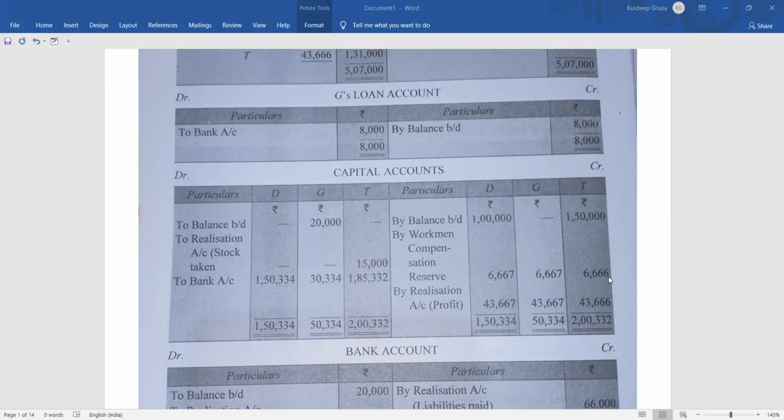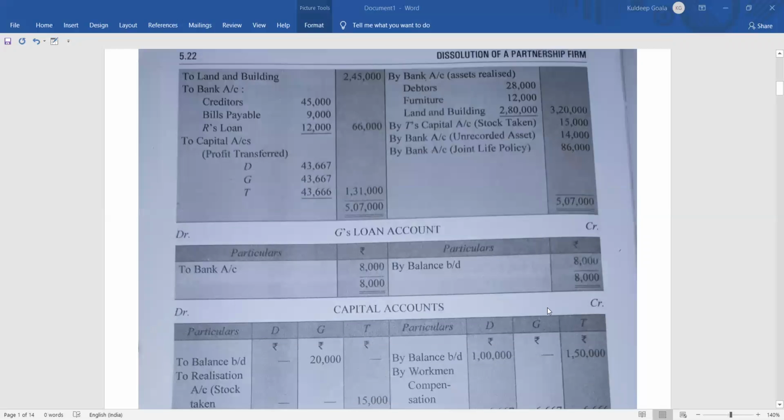Why are we putting 6 at the last? Because to match up the total. Otherwise, if we put 7 here, the total will again be 1 rupee more. That is why. Clear? You can put 6,666 in case of D also, or G also, doesn't matter. The total should come to 20,000.